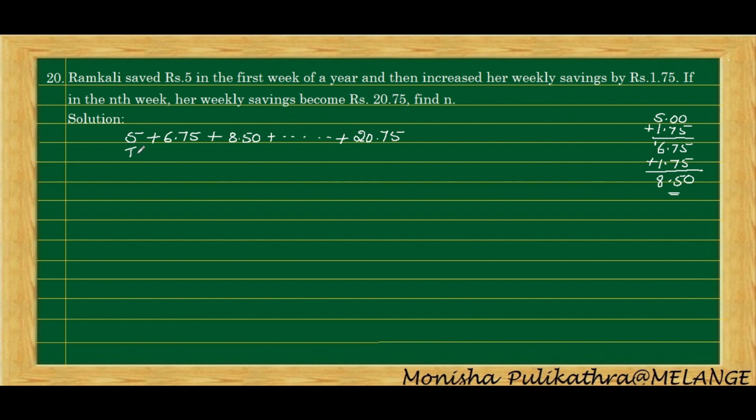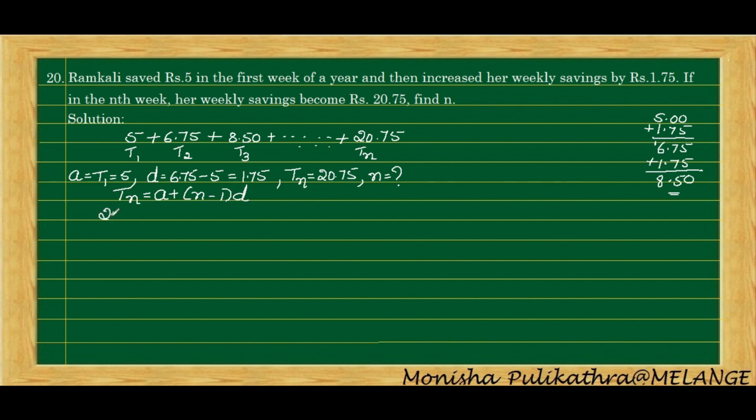Okay, so now this will be T1, this is T2, T3, up to this will be Tn. Okay, so A is the first term, T1 is equal to 5. Next, the common difference is T2 minus T1, that is 6.75 minus 5, so the common difference is 1.75, because we have added 1.75 to each term. Next, the last term is 20.75. We need to find out n, the number of weeks. Next we need to apply the Tn formula, that is A plus n minus 1 into D.